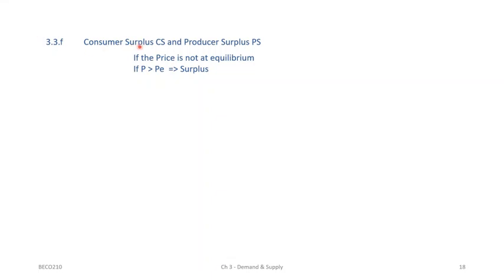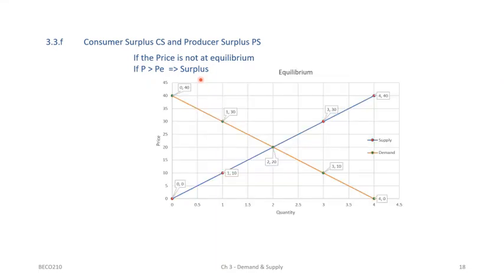The consumer surplus and the producer surplus at a market surplus, whenever the price is not at equilibrium. For example, if the price is higher than the price at equilibrium, we have a market surplus. So for example, the price equals 30. This is the price and this is the demand.